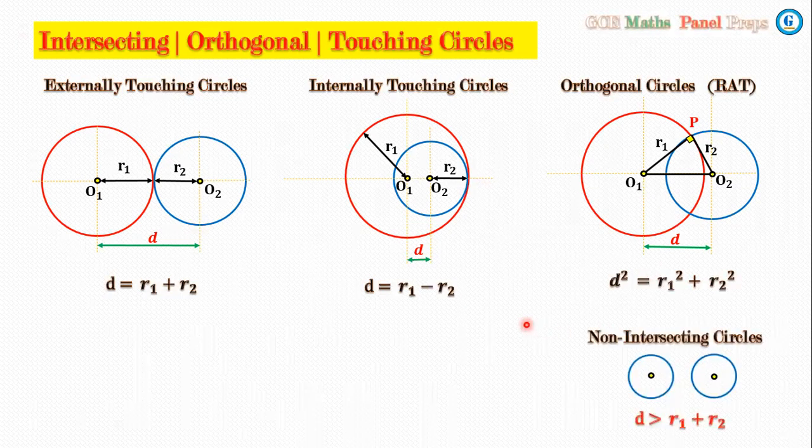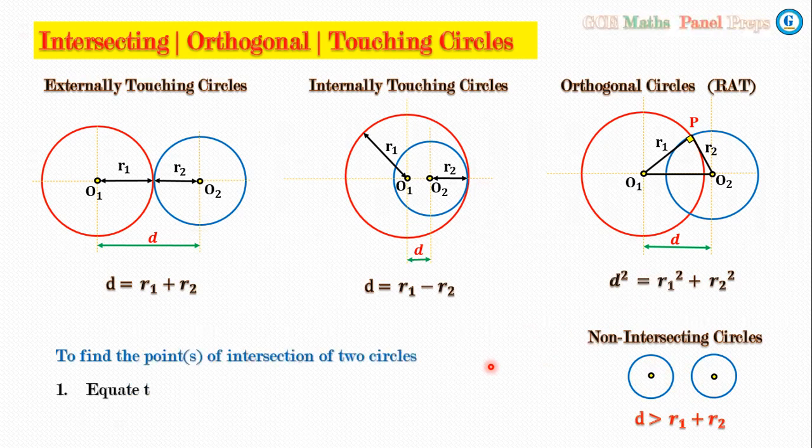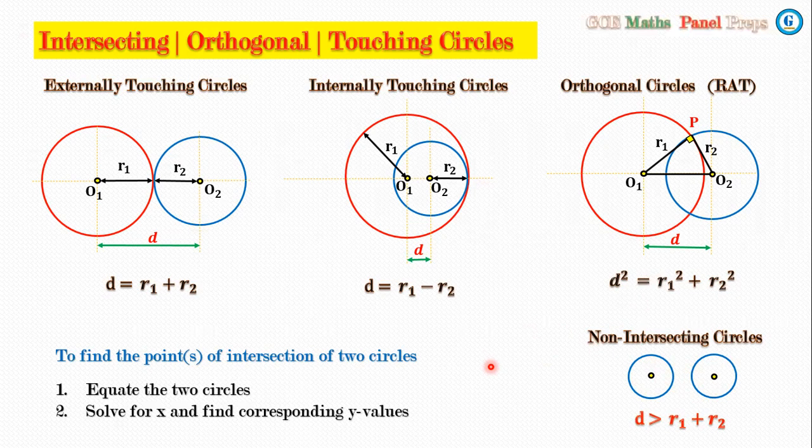Now, for non-intersecting circles, consider they do not even touch at all. The center-to-center distance is strictly greater than R1 plus R2. So this is how you can prove that they do not intersect at all. To find the point of intersection, we equate the two circles, solve for x, and find their corresponding y values.